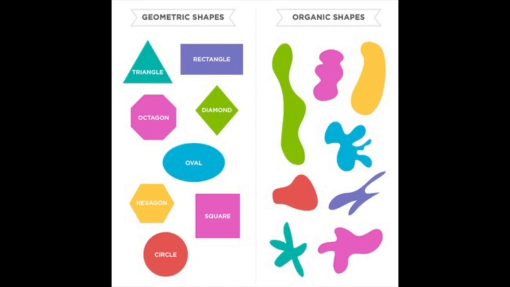I don't see a lot of straight lines in the organic shapes. They're more free-form, with more curvy lines, and they are asymmetrical for the most part. If you were to cut a rectangle in half, you'd get two squares. That makes it symmetrical. All of those geometric shapes, if you were to cut them in half, are symmetrical. Organic shapes are asymmetrical. Do you notice any other differences between the two groups of shapes?